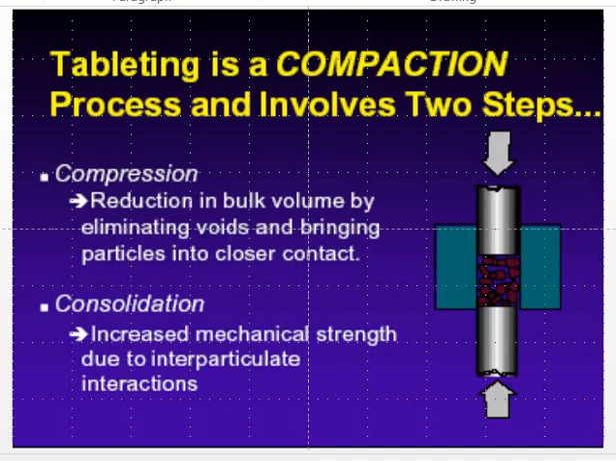Today we will see the remaining part of compression. Now tableting is a compaction process. It involves two steps, compression as well as consolidation. Compression, as we have already discussed, is the reduction in the bulk volume, and consolidation means providing mechanical strength to your material because of the applied pressure.